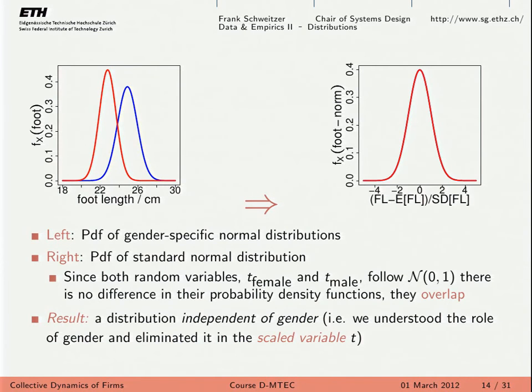So we have a scaled variable here and a scaled variable there. And this allows us to collapse different distributions to one master curve. That was correct. Did you get this?